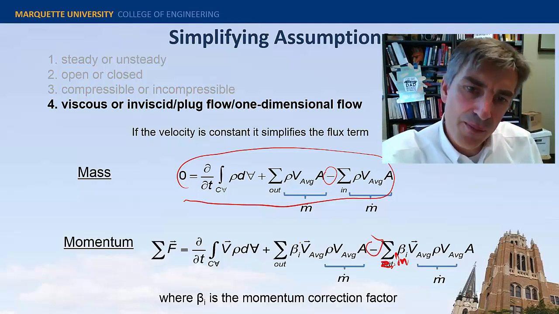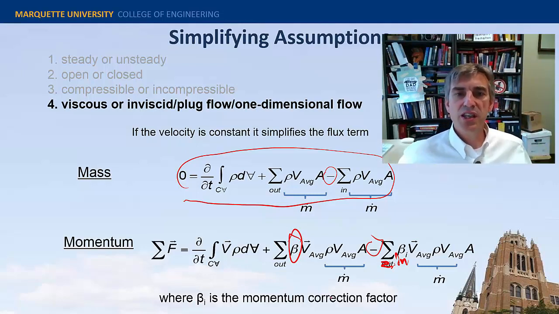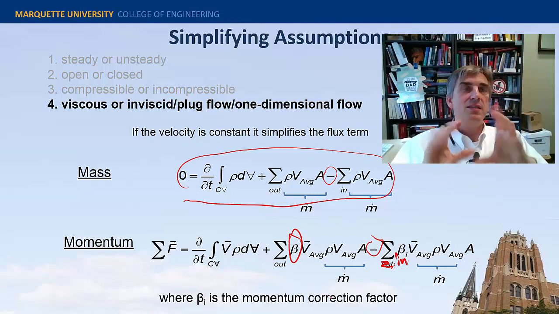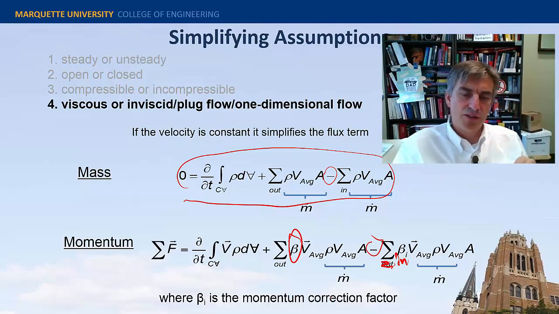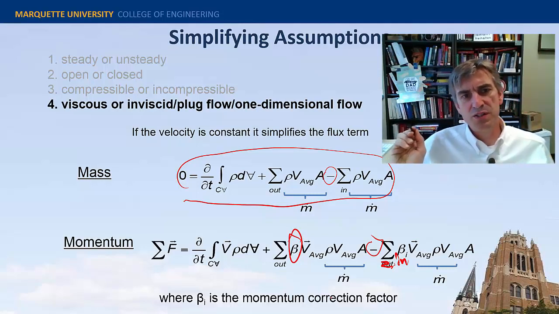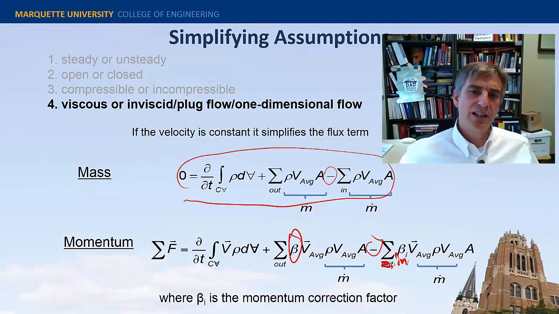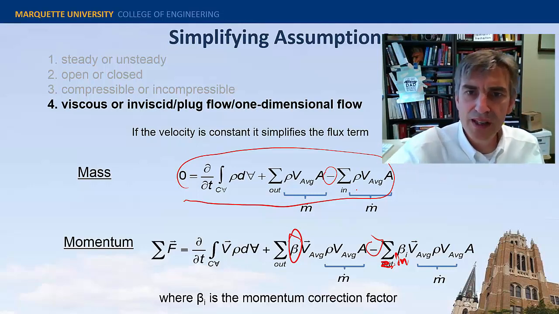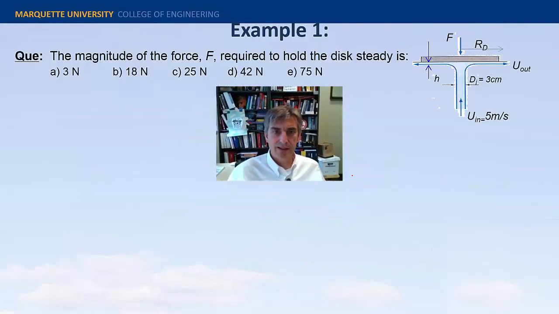Now, I've slipped in this little beta here. This beta is a momentum correction factor. It's often just given to you as a number, and it's a correction factor for that integral, for assuming that the velocity is constant across the flux surface. That's not true for conservation of momentum because it's velocity times velocity, so it becomes nonlinear. So we put in a correction factor. We don't need the correction factor in the conservation of mass because that integral is exact. Anyway, let's do some examples.